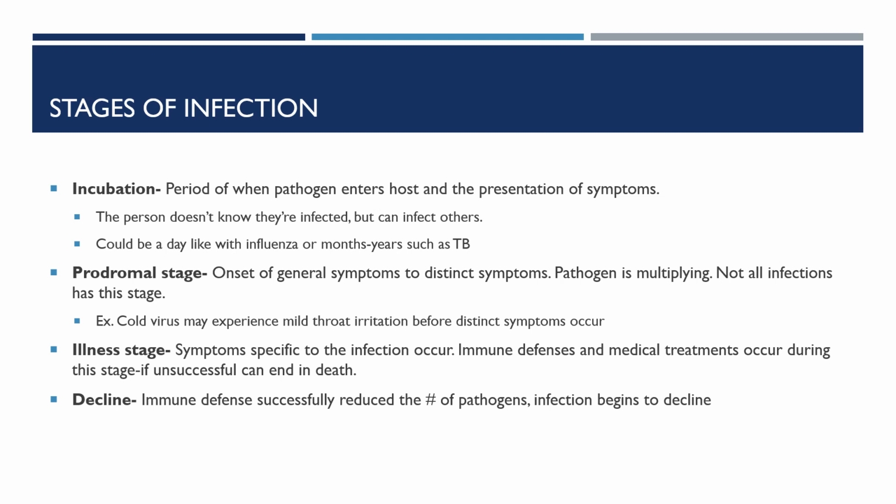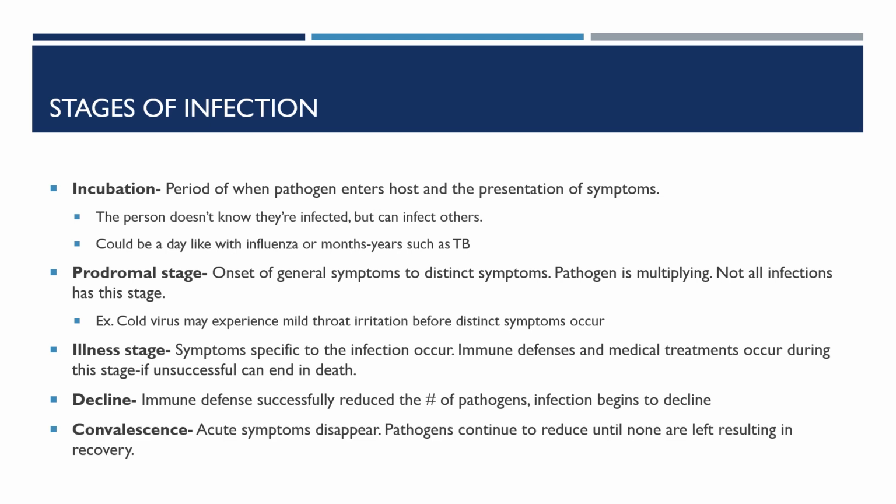So let's say this patient was able to beat this cold, and they didn't die in the illness stage. Now they're going to decline, the decline stage of infection. So their immune defense successfully reduced the number of pathogens, and the infection begins to decline. Then you have the convalescent stage. So acute symptoms start to disappear. Pathogens continue to reduce until none are left, resulting in full recovery. So this could be a day or two as well. But if there's a severe infection, it could be up to a year, depending on the client.